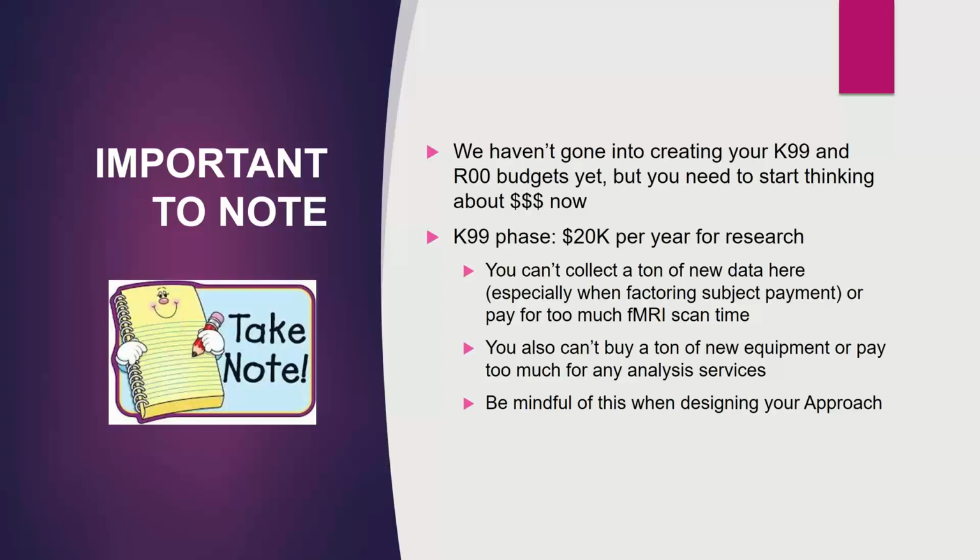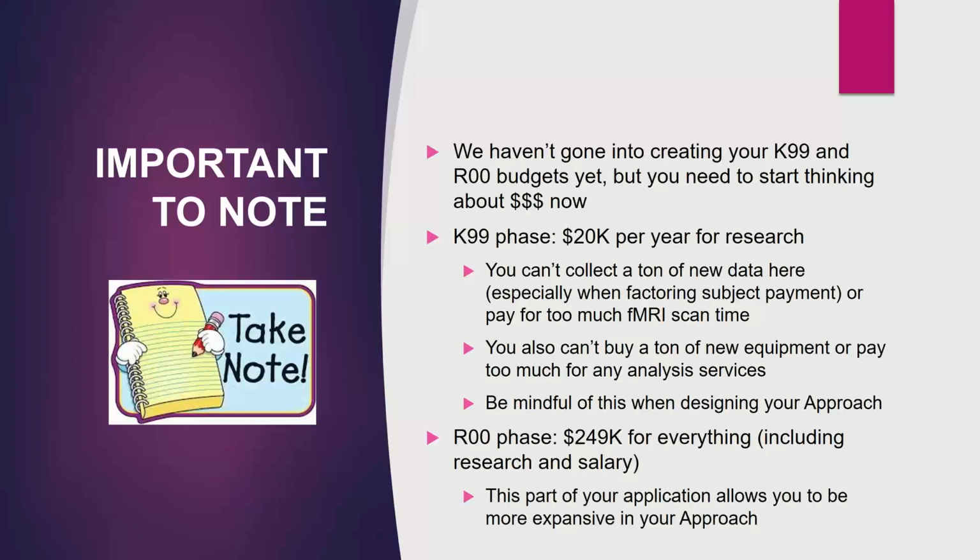Again, for the K99 phase, secondary data analysis, if that's an opportunity for you, I recommend taking it. For the R00 phase, you get up to $249K for everything, including research and salary. So you have a lot more money to work with in this phase for research. This part of your application allows you to be more expansive in your approach during the R00 phase.